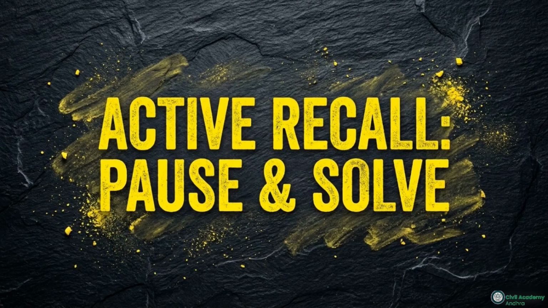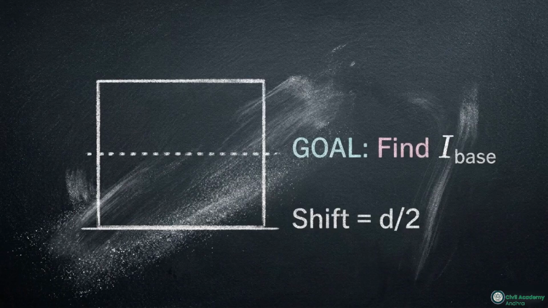Let's put this into practice. Pause the video right now. Calculate the moment of inertia for the rectangle's base using the parallel axis theorem. The shift distance to the base is d divided by 2.